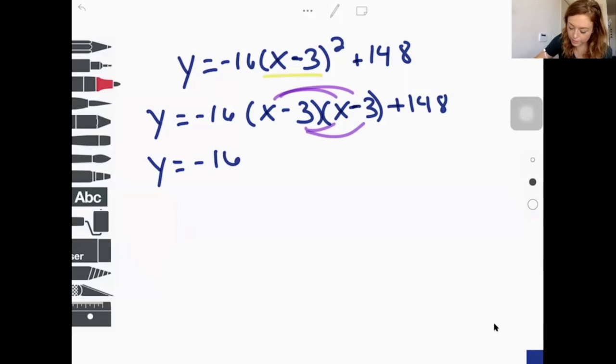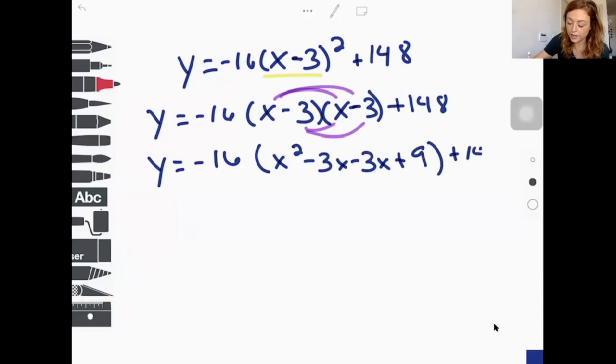All right, so open up parentheses, and then x times x is x squared. x times -3 is -3x. -3 times x is -3x. And -3 times -3 is +9. Keep that plus 148 on the outside. Okay, then I'm going to combine those 2 like terms and leave everything else the same. -16 times (x squared minus 6x plus 9) plus 148.